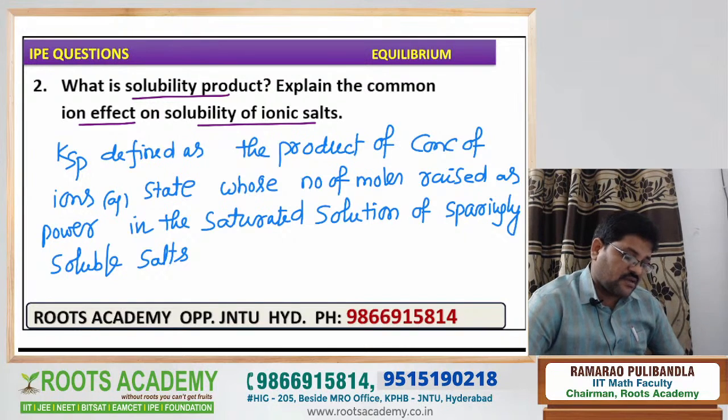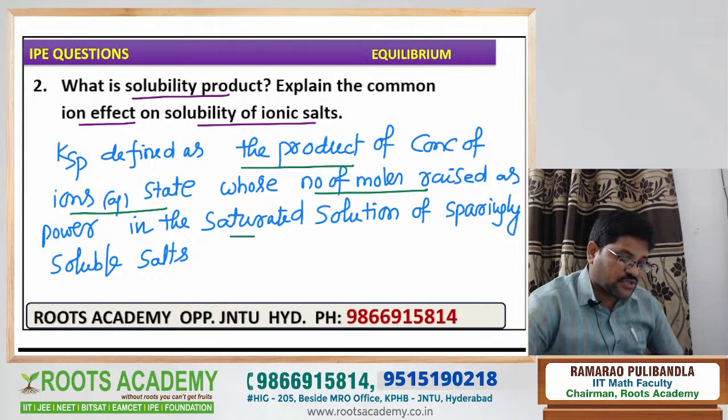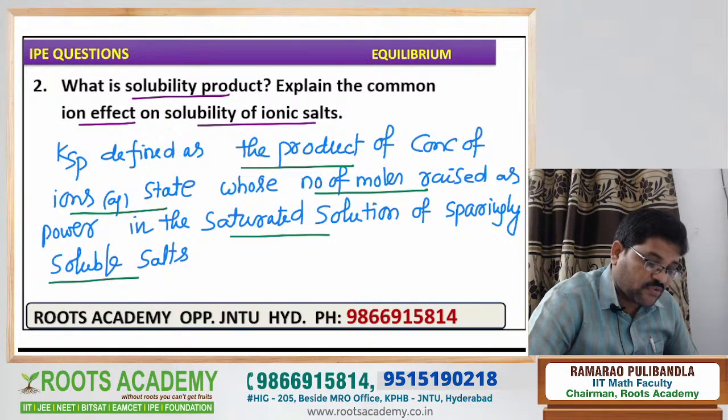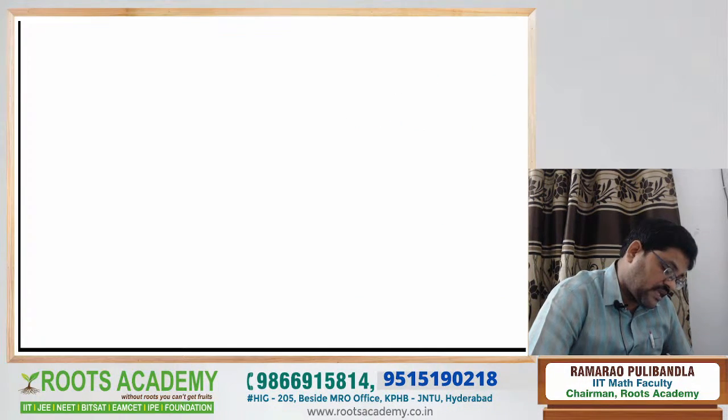KSP is defined as product, which means multiplication of the concentration of the ions. Ions means cations and anions in the aqueous state, whose number of moles are raised as the powers in the saturated solution of the sparingly soluble salt. For that, I will give an example. Take the example of PbI2 aqueous solution, which is an example of a sparingly soluble salt.